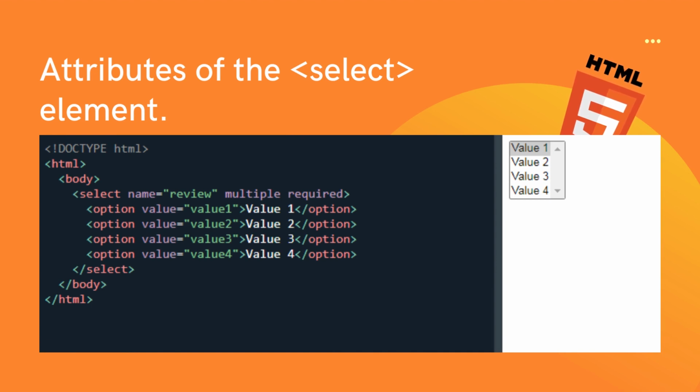Attributes of the select element. The multiple attribute indicates that multiple options can be selected at the same time. The name attribute defines a name for the drop-down list. The required attribute specifies that the user must select a value before submitting the form.